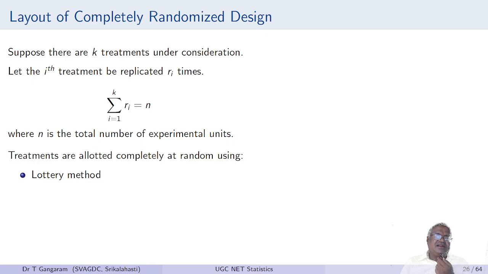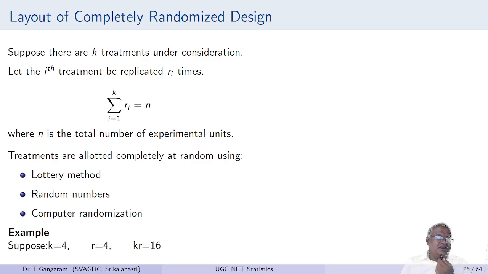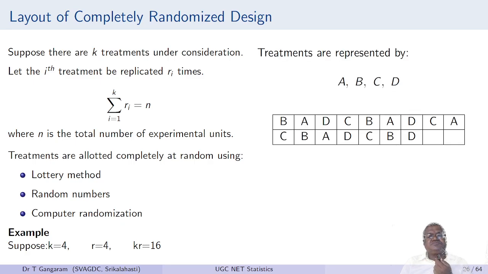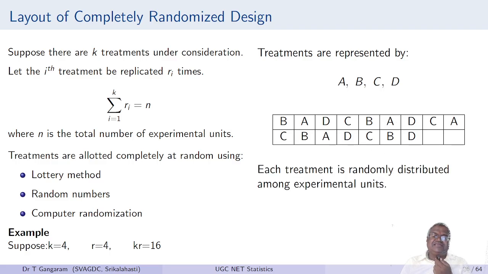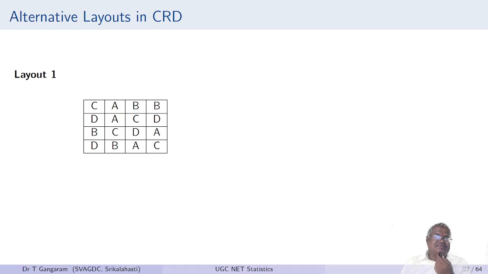Treatments are allotted completely at random using the lottery method, random numbers method or computer randomization. Suppose we have k equal to 4, r equal to 4, so the total number of experimental units is 16. Here, with these 16 units and 4 treatments A, B, C, D, by using random numbers or the lottery method, we allot them this way. Each treatment is randomly distributed among experimental units.